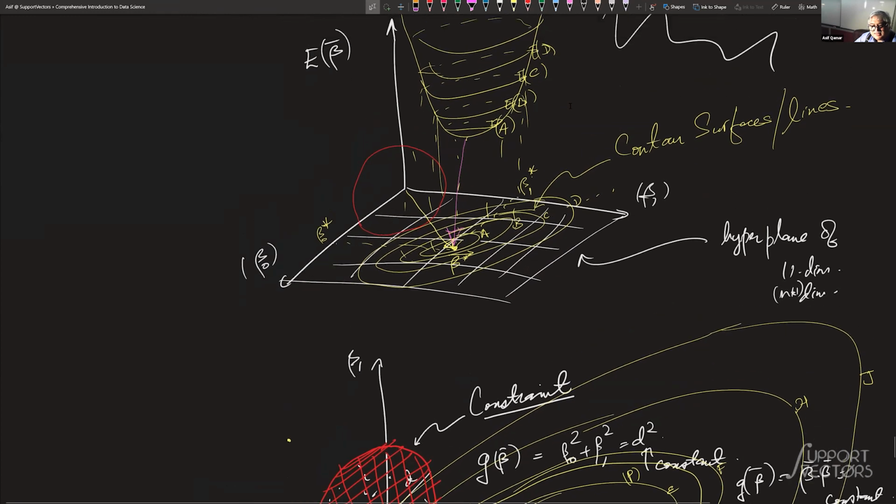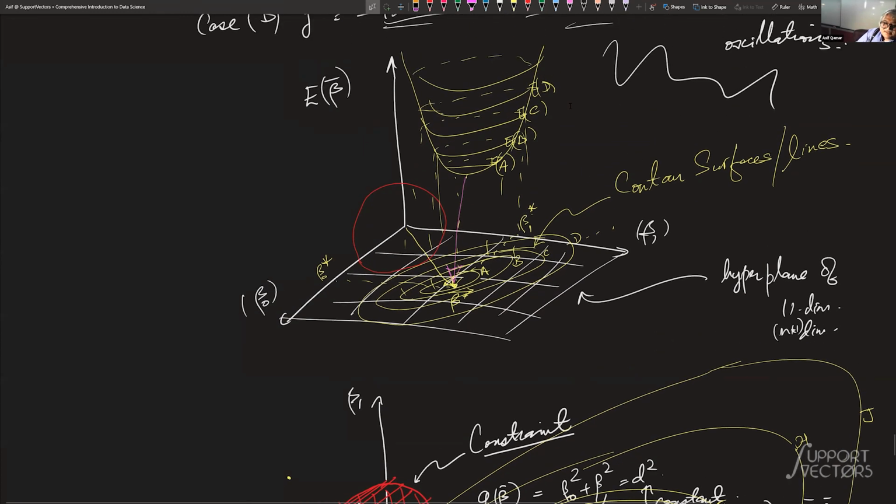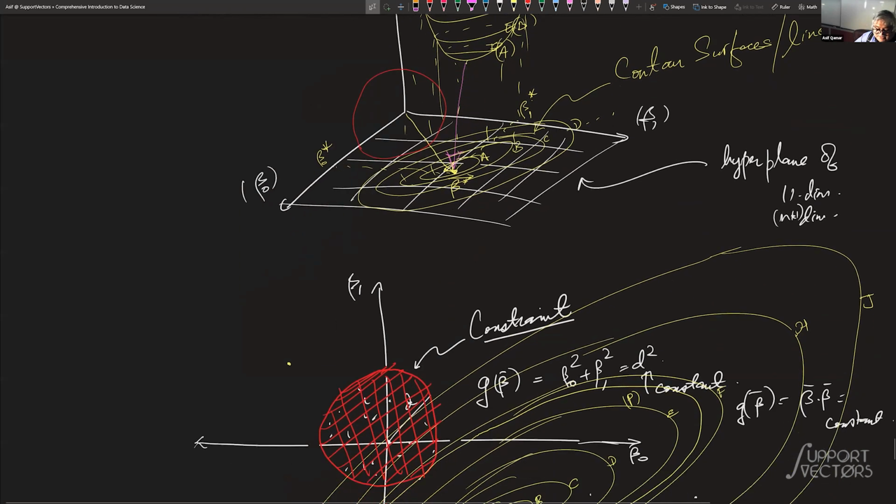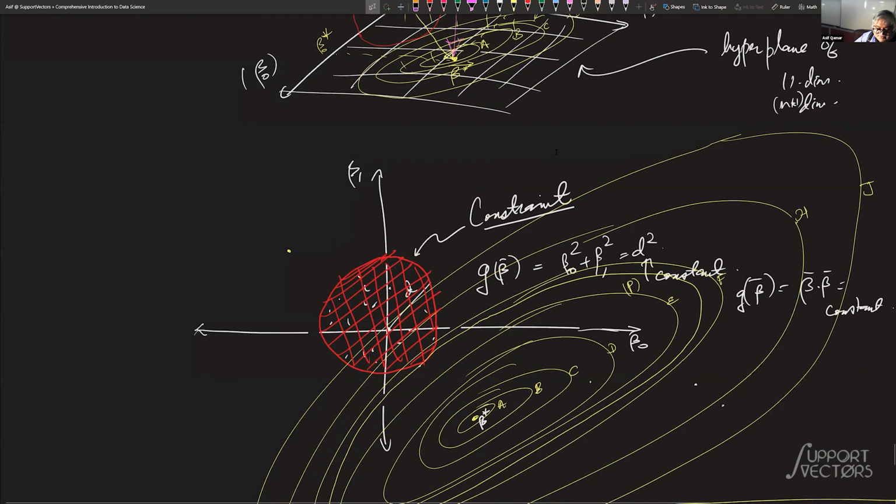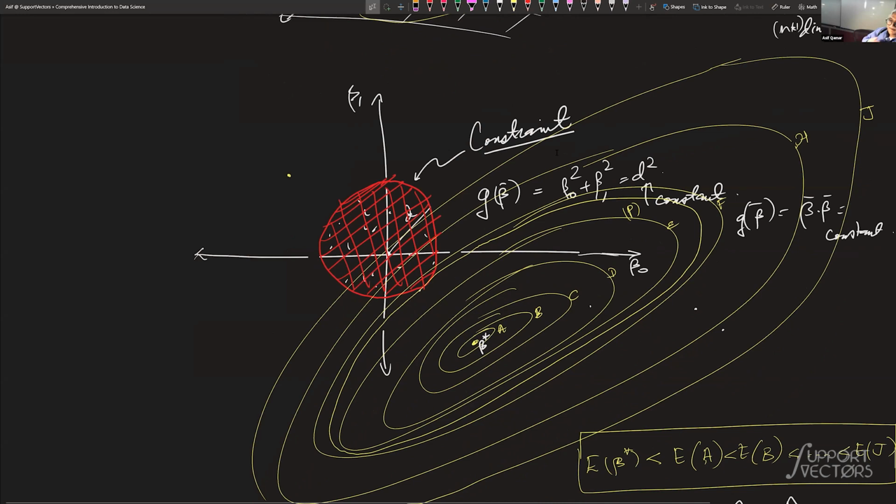I had a quick question. Going back to the diagram at the bottom, are we looking for the curve that just touches the circle, or is there an optimal curve inside the circle that we have to find? Yes, that is the question.